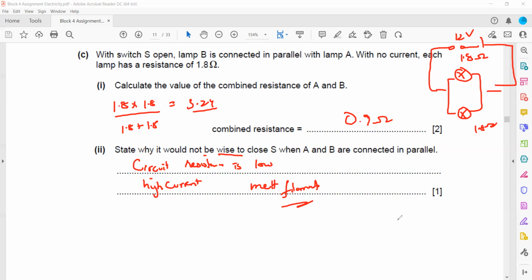So whenever circuits have low resistance, they will have high current, because resistance is a property of a material or a circuit to resist the flow of the charges or reduce the current. So low resistance means a high current, so there is a greater chance that it will produce a greater heating effect, which can blow the fuse, or melt the fuse as well.